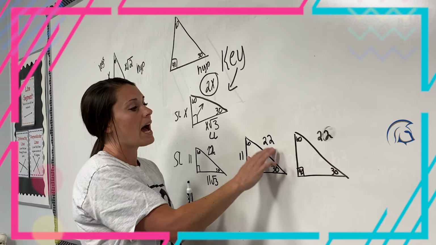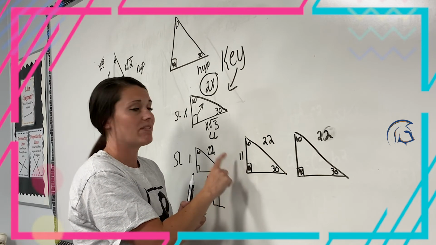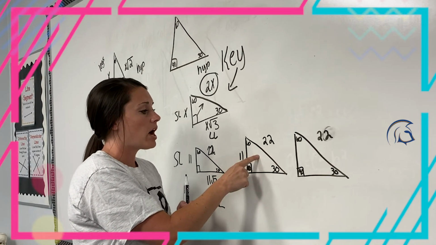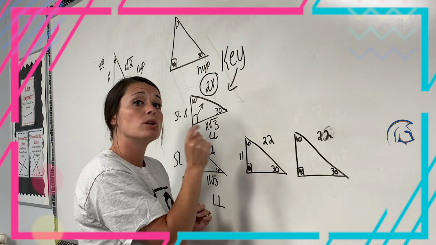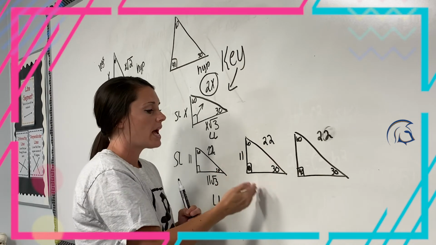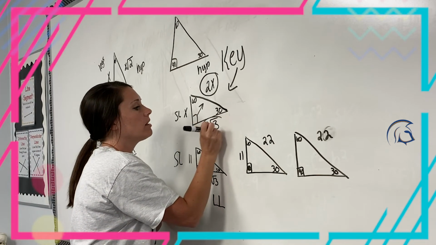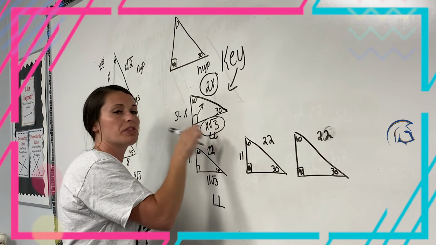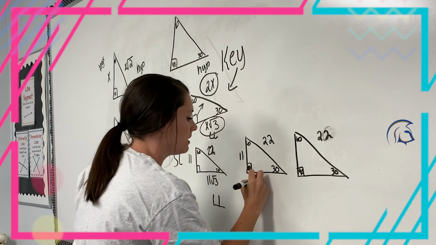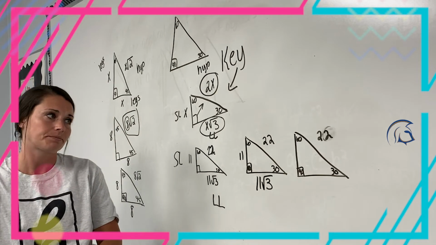So you have that, we have our short leg. Our short leg is 11, so 11 is x, okay? So we have our hypotenuse. Our hypotenuse is 2 times the short leg, it's 2x, so it's 22. How do I find my long leg? Go back to your key. Your long leg is whatever x is with the square root of 3 beside it. So if x is 11, then your long leg is 11 square root of 3.